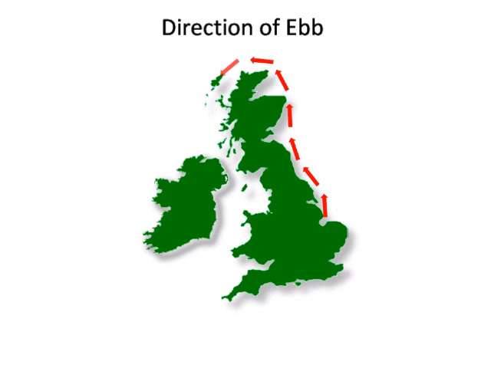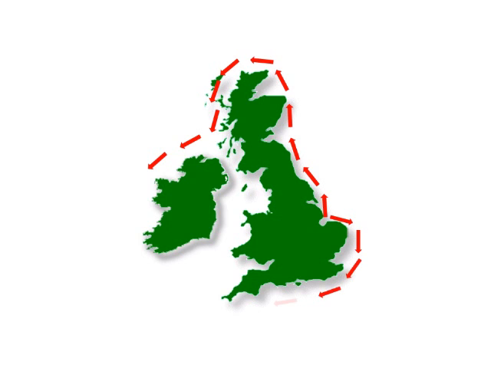This map is showing the direction of the tidal streams as the tide goes out, or ebbs. As you can see, the arrows simply turn direction and head in the opposite way to the flood. Again, it takes approximately 6 hours for the tide to completely go out. There is therefore 6 hours from high water to low water.